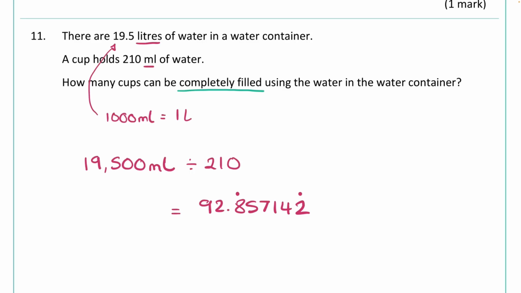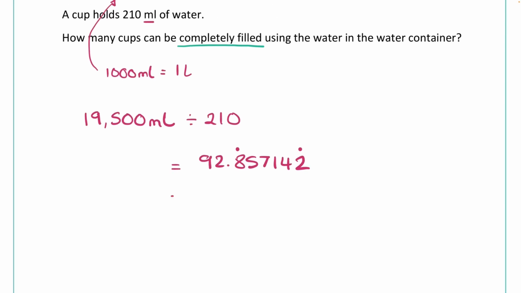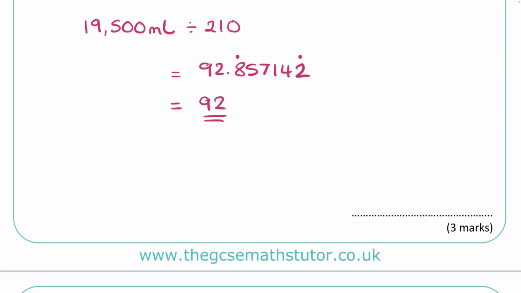So what we found here is that 93 cannot be completely filled, but 92 can be completely filled. So in this case, we're rounding that number down as it's asked for how many can be completely filled. We can fill 92 and almost get to 93, but only completely fill 92 cups. So there we go, our final answer would be 92.